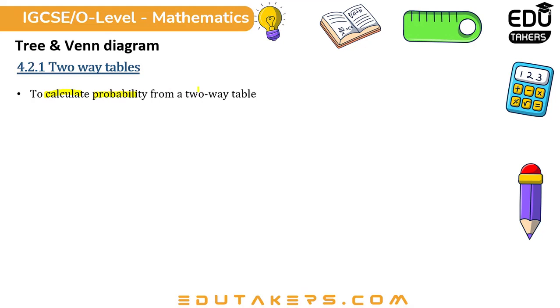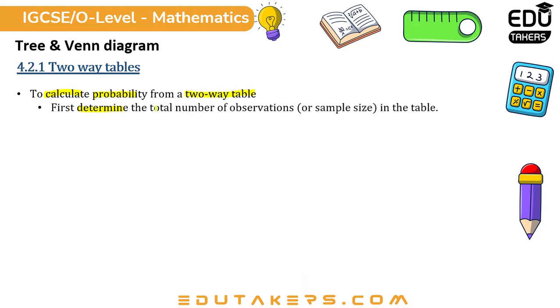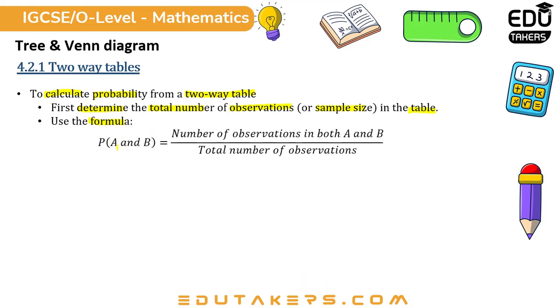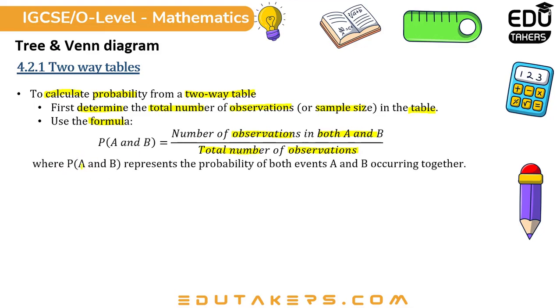To calculate probability from our two-way table, first determine the total number of observations or sample size in the table. Use the formula: probability of A and B is equal to the number of observations in both A and B over the total number of observations, where probability of A and B represents the probability of both events A and B occurring together.